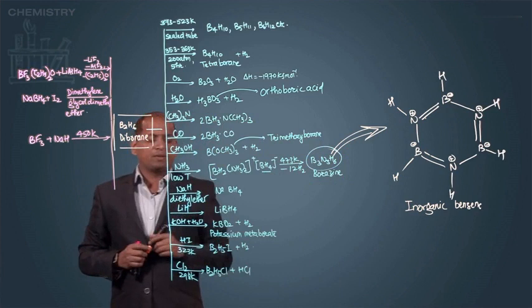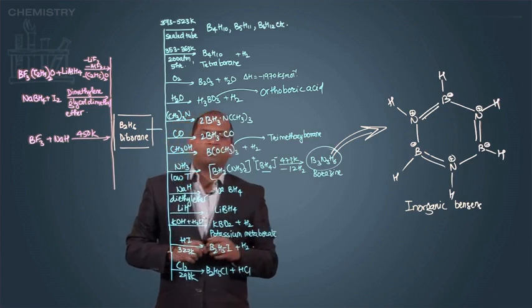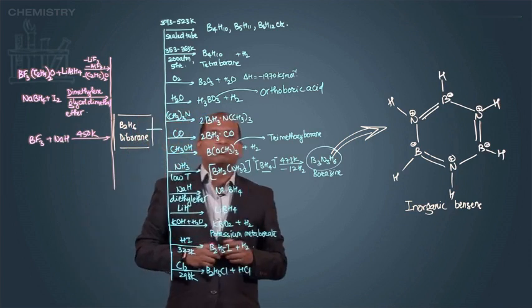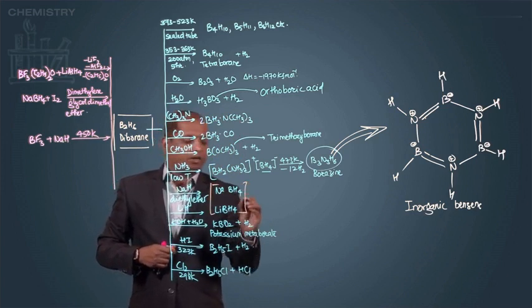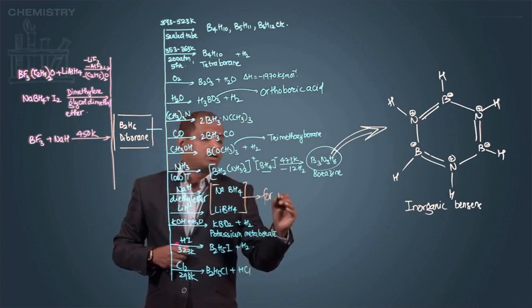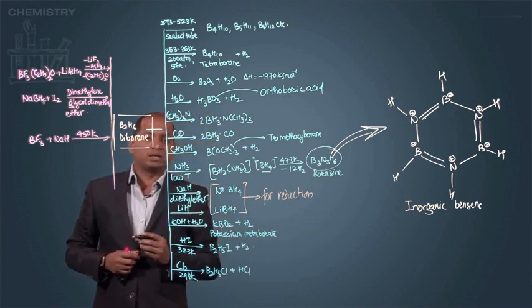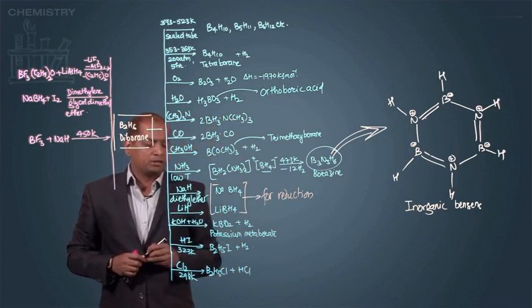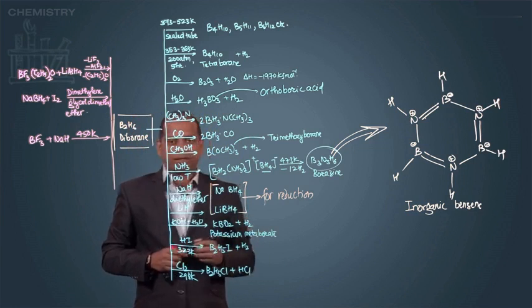When diborane reacts with sodium hydride, you get sodium borohydride, a complex Na+ BH4-. Similarly, when it reacts with lithium hydride, you get lithium borohydride. Both these compounds are very important for reduction. They act as reducing agents in organic chemistry. When it reacts with alkalis, you get potassium metaborate KBO2 and hydrogen gas is liberated.